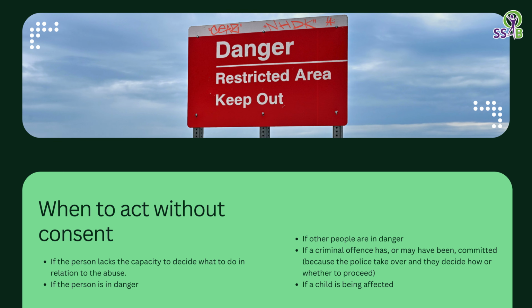And when should you act without a person's consent? Well, there are a number of situations where you would be expected to act without consent. And these include, for example, if the person lacks the mental capacity to decide what to do in relation to the abuse they are experiencing, if they are in danger, if other people are in danger, if a criminal offence has or may have been committed, and if a child is being affected.